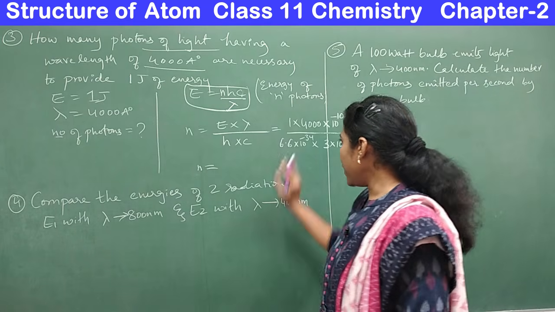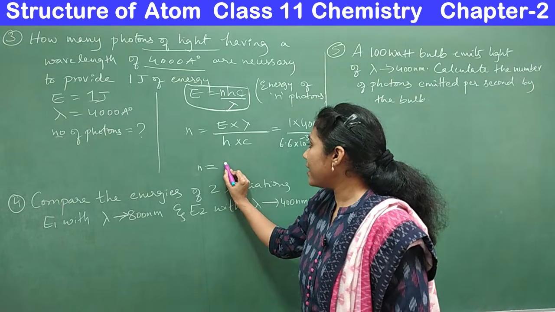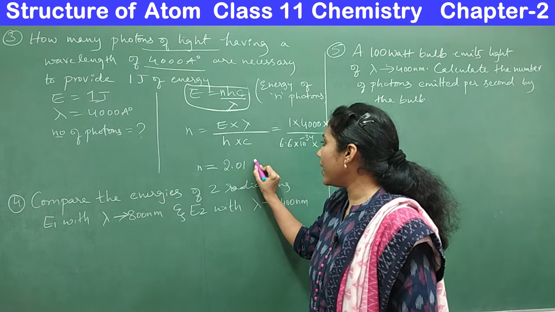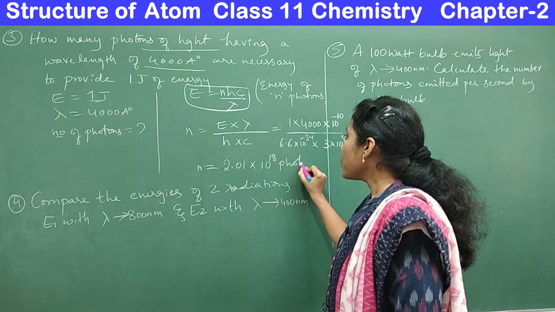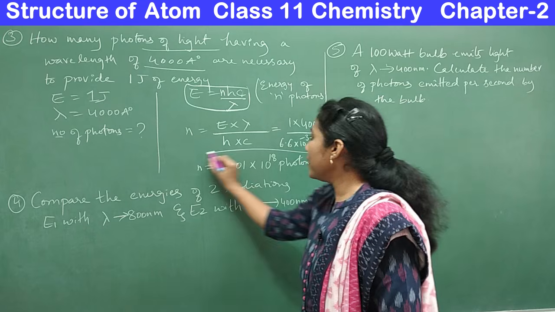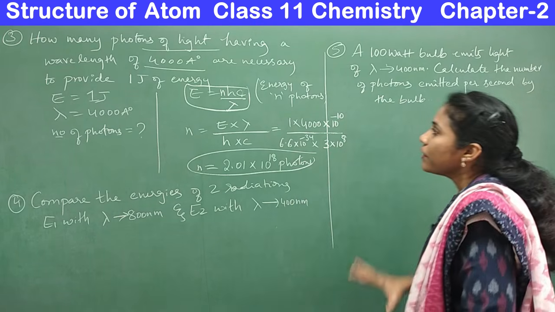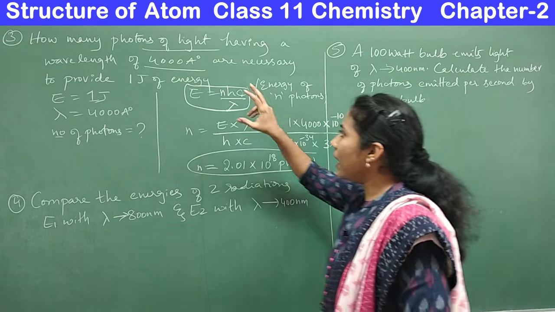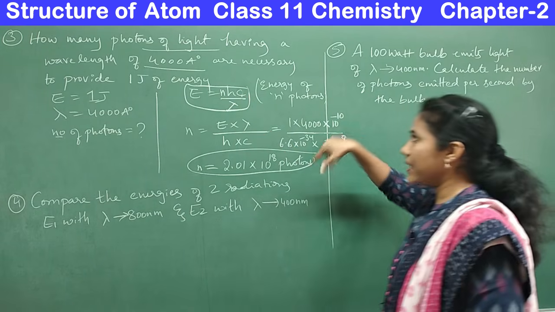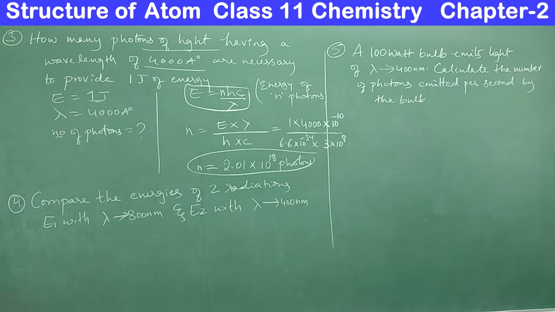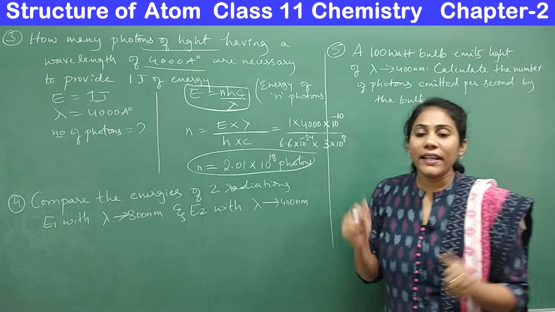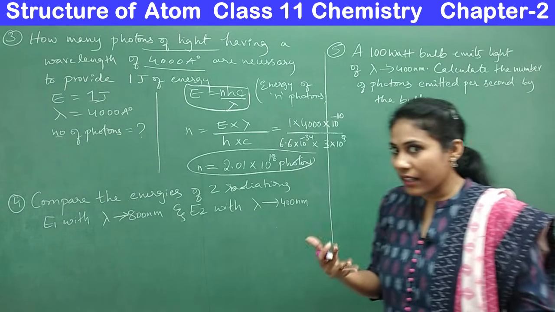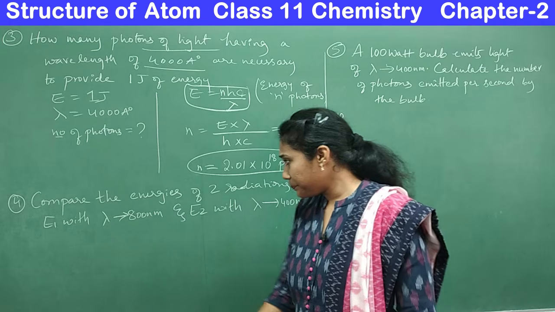Okay, see, check it out, guys. You should get your answer as 2.01 into 10 power 18 photons. Okay, so this must be the answer. Calculate and check it out. Okay, so remember the formula: E is equal to nhc by lambda. Fine. And now see, the fourth problem is one of the problems from previous year NEET question papers.